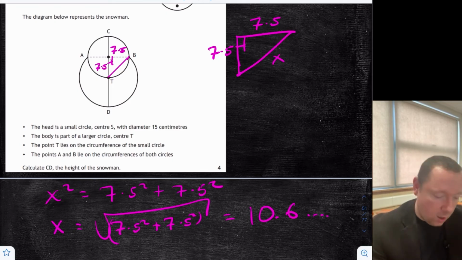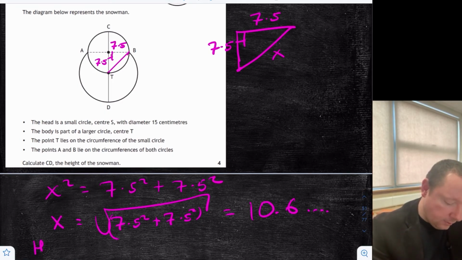So that means now that our height is just, well, let's just double check. It's going to be the diameter to T, which is 15, plus the radius of the big circle, which we've just worked out is 10.6.